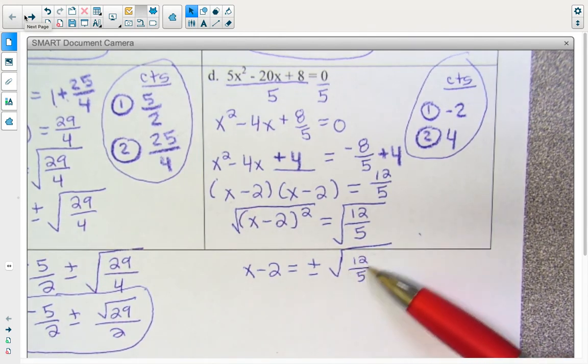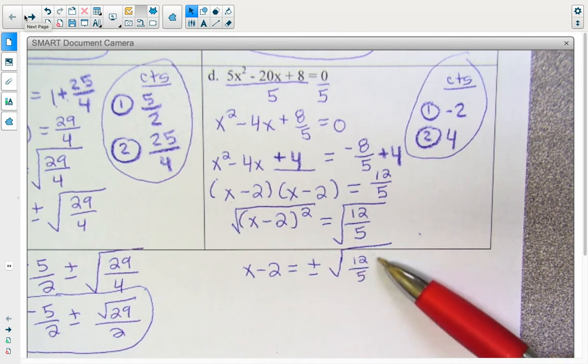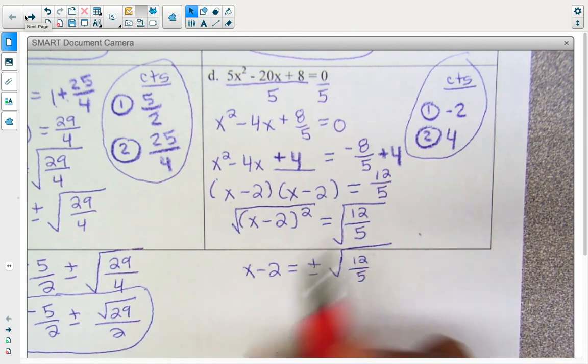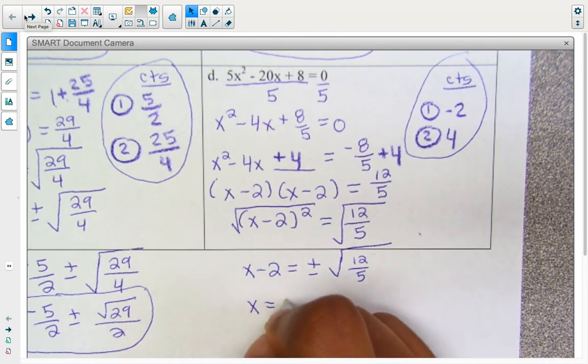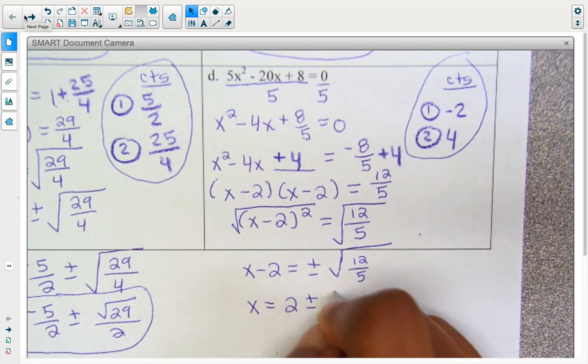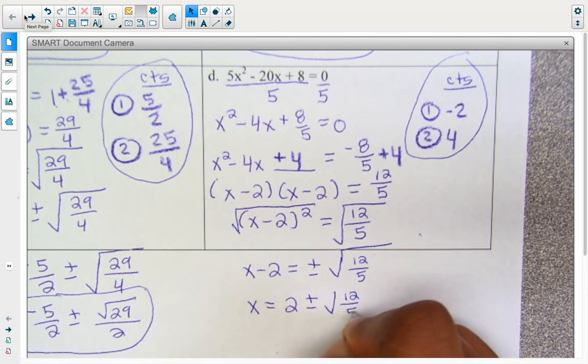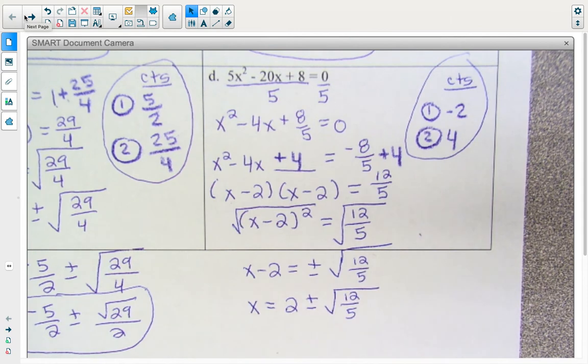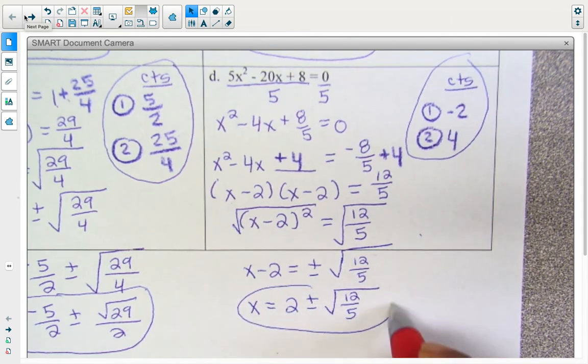That 2 cannot go underneath the square root, and it should not go underneath the square root. So my final answer: x equals 2 plus or minus the square root of 12/5. So that is our final answer.